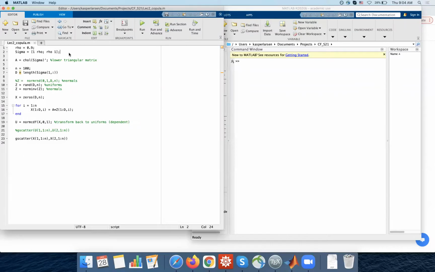This is how the code looks in MATLAB. So start out with a correlation parameter, say that rho is equal to, I don't know, 0.5. And my matrix that I seek to factor, this is my sigma. So I do a Cholesky factorization. Let's see how the Cholesky factorization looks when rho is a half.